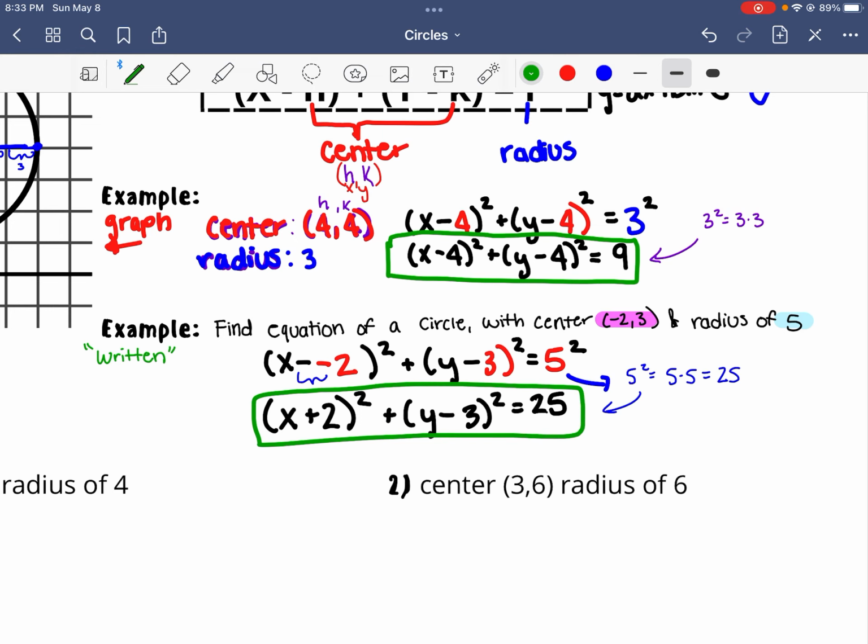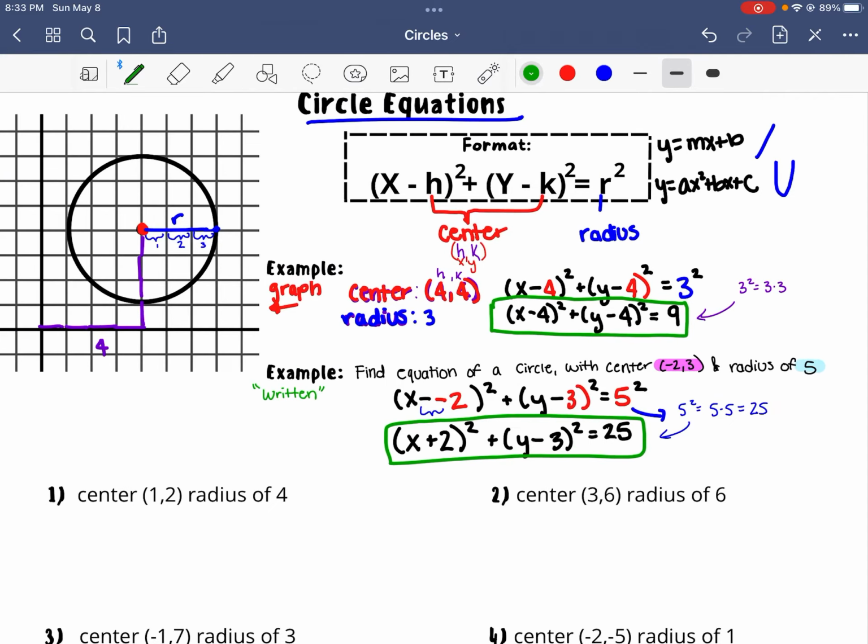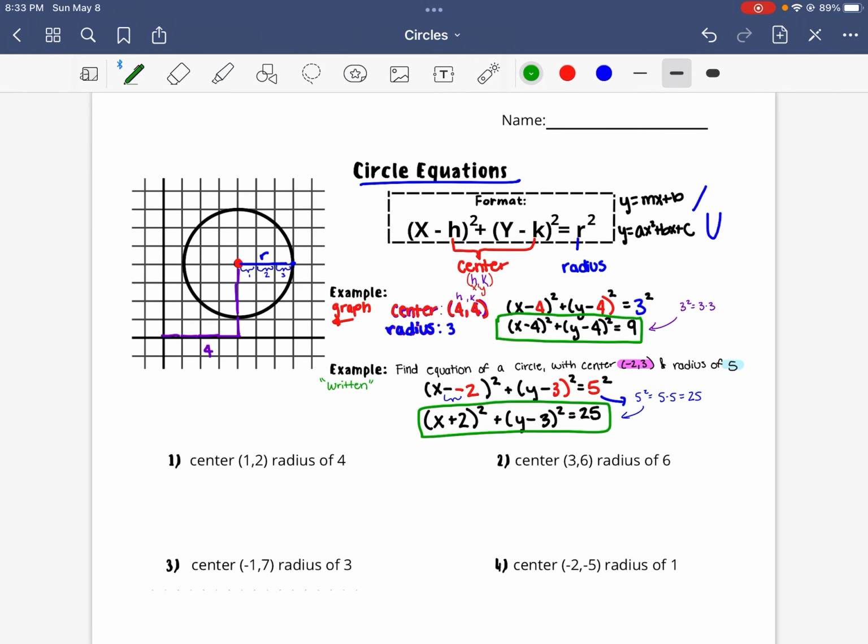So that is how you write circles as an equation. Wow, that looks a little messy, huh?